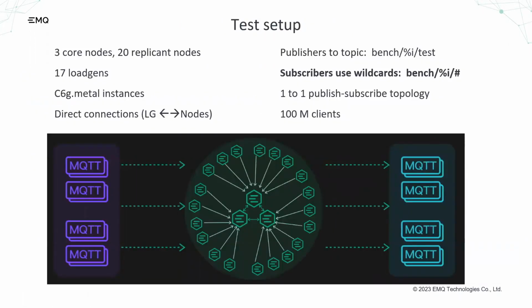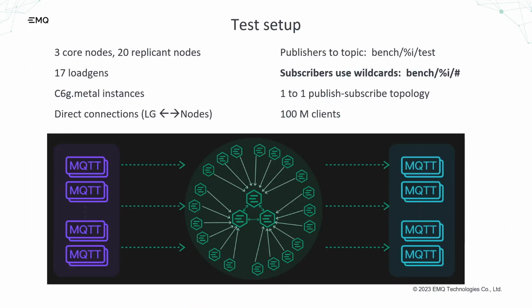So what can be achieved with this new architecture? We ran a large-scale benchmark to see how large of an EMQX cluster we could create and how many clients it could handle. We used 20 replicant nodes that accepted MQTT traffic and 3 core nodes that only served Mria, and 17 load generators to connect 100 million clients to a cluster.